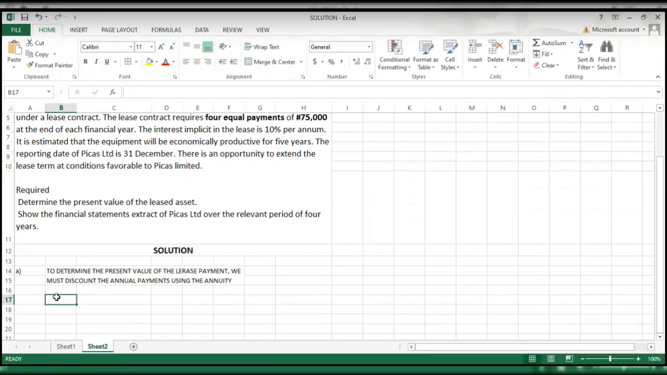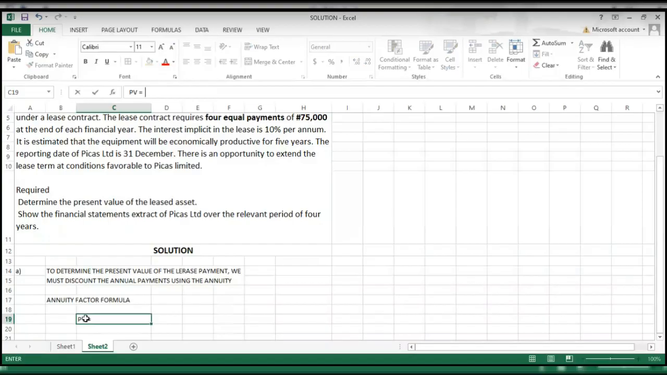So annuity factor formula. The formula for annuity factor is the present value, I write it as PV, equals, then I open a bracket, 1 minus, I open another bracket, 1 plus R, then I close the bracket, raised to power minus n, then I close the bracket.